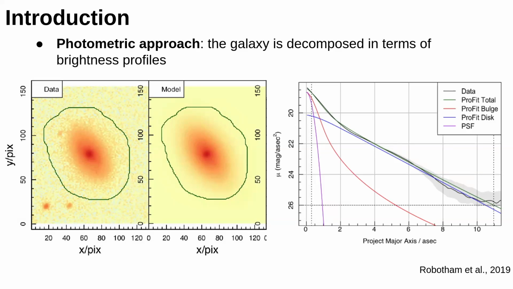So let me already stress that this comes purely from the image, so there is no guarantee that the structure that you identify is actually dispersion supported in terms of kinematics or rotationally supported.